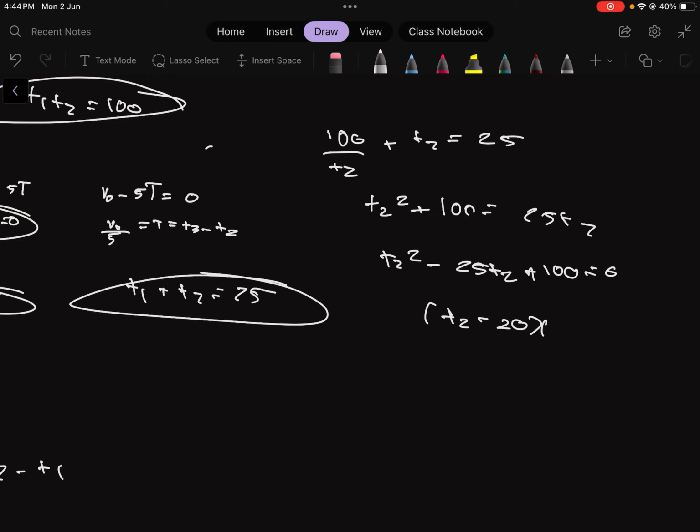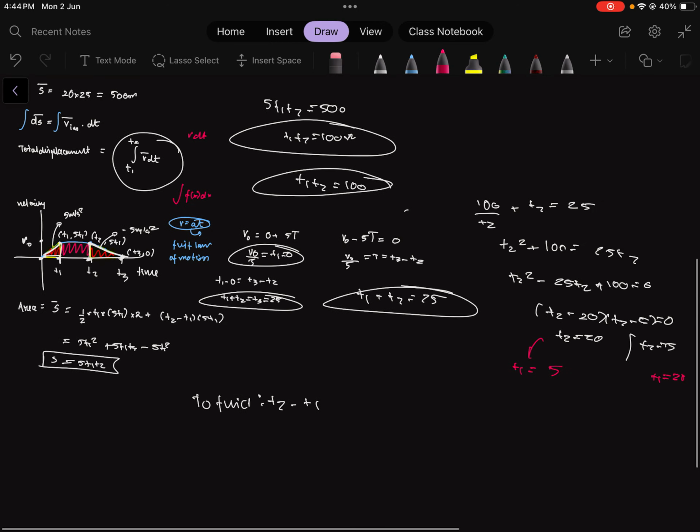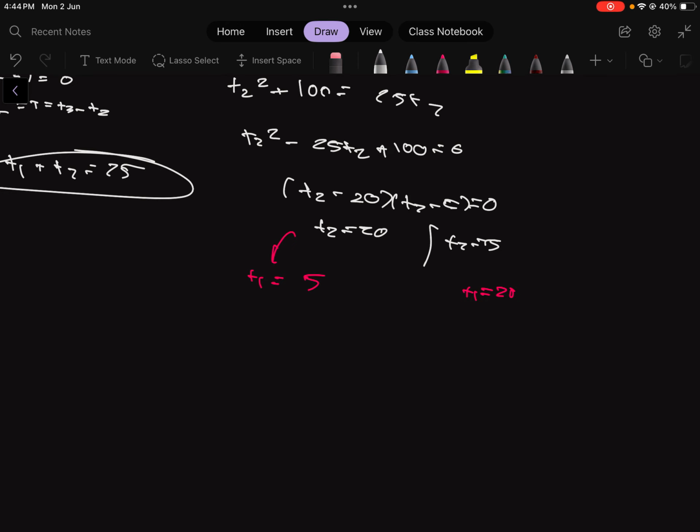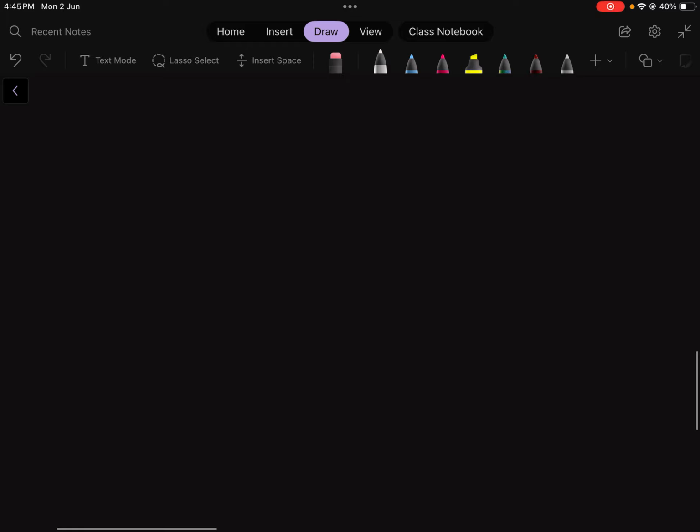When you factorize this, t2 minus 20, t2 minus 5 is equal to 0. t2 is equal to 20 or t2 is equal to 5. This implies t1 is 5 or t1 is 20, because the sum of t1 and t2 has to be 25. If you look at it graphically, t2 is more than t1, because that is something we'd assumed without loss of generality. So this case is rejected because t1 can't be greater than t2. So t1 is equal to 5 and t2 is equal to 20. So t2 minus t1 is equal to 15. So the final answer is 15 seconds, and that is what the question is asking. Answer is equal to 15 seconds.